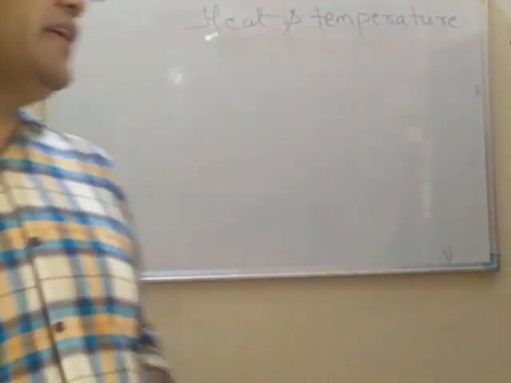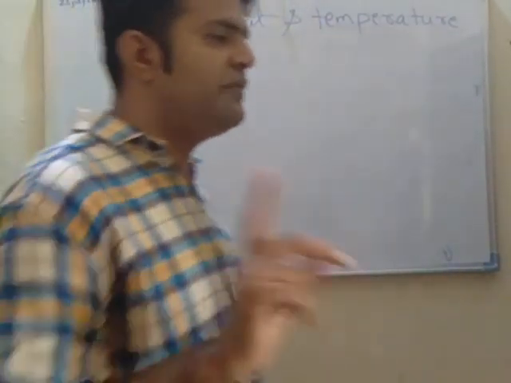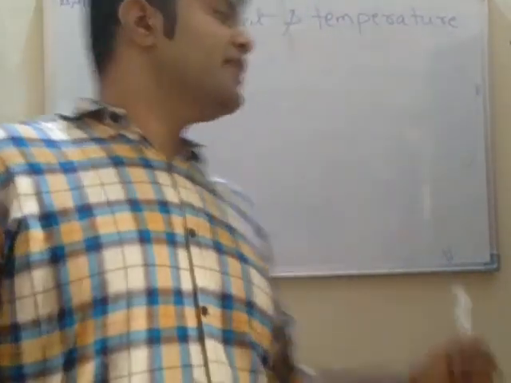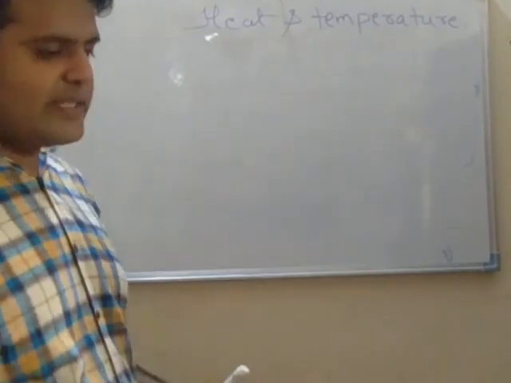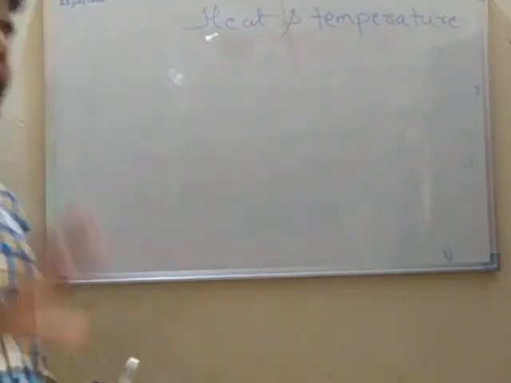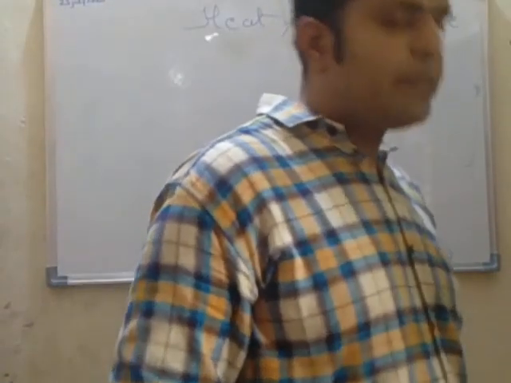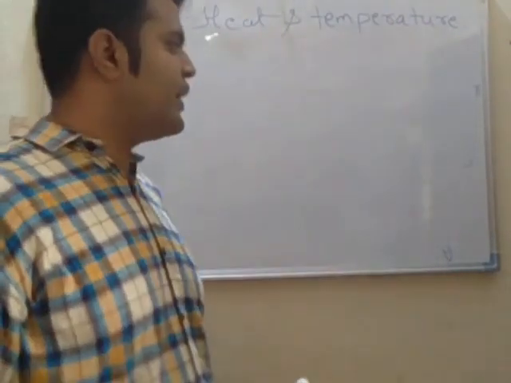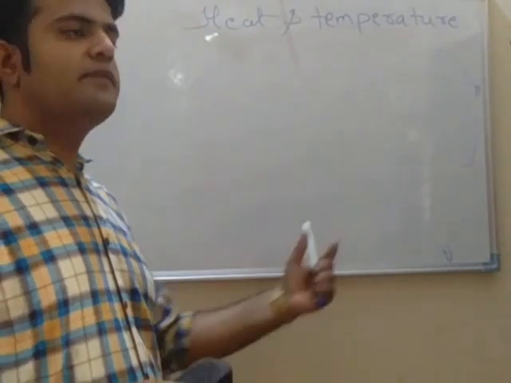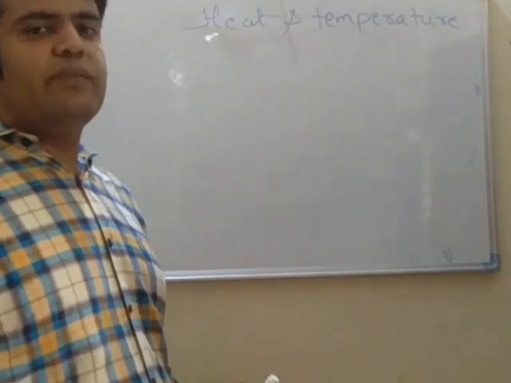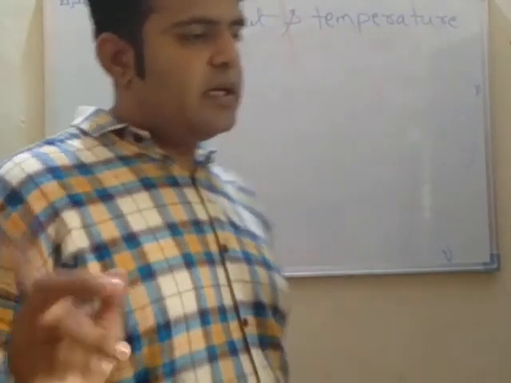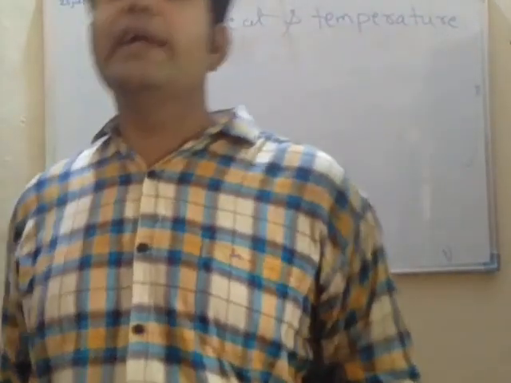After that, we learnt about two scales, the Celsius scale and the Fahrenheit scale. The Celsius scale is a scale in which the boiling point of water is 100 degrees Celsius and the freezing point of water is 0 degrees Celsius. That is, there are 100 divisions in the Celsius scale. In the Fahrenheit scale there are 180 divisions. The freezing point of water is 32 degrees Fahrenheit, and the boiling point is 212 degrees Fahrenheit.